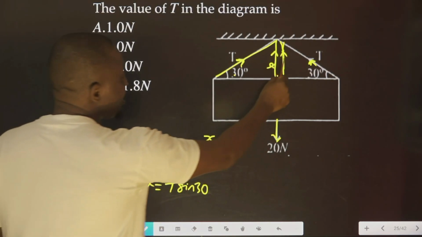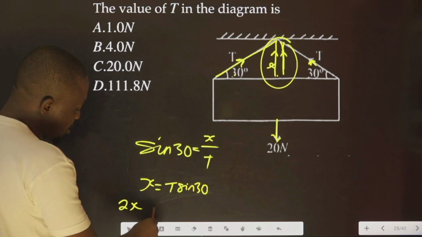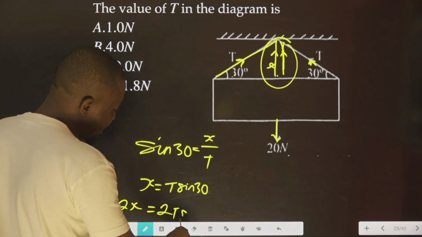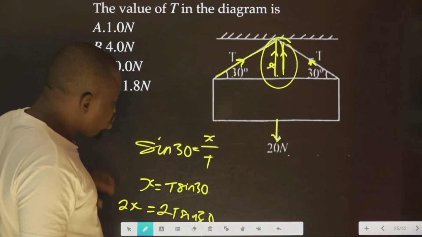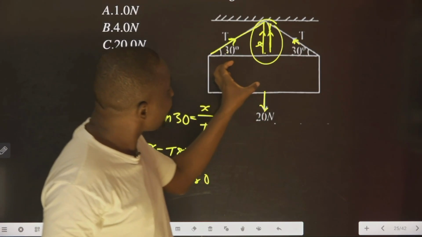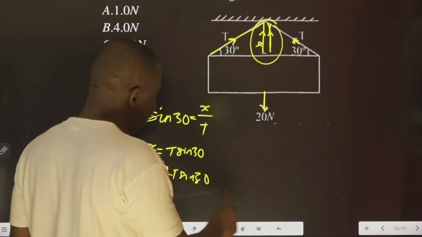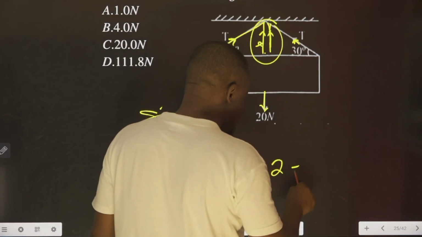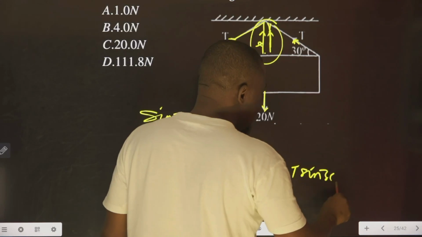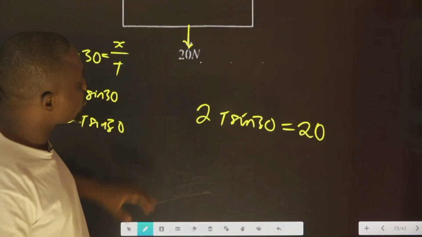It means to get this one, just multiply this by 2. That is 2t sine 30. So this 2 times sine 30 is equal to this, because the four that are going up are equal to what is coming down. That is why it is balanced, okay? So therefore, this 2t sine 30 is equal to 20 Newton. All we need to do here now is to find t.